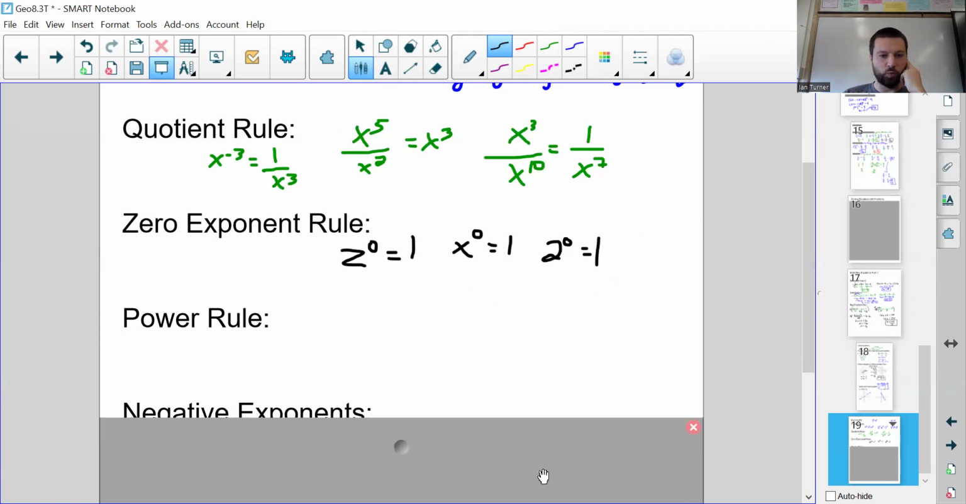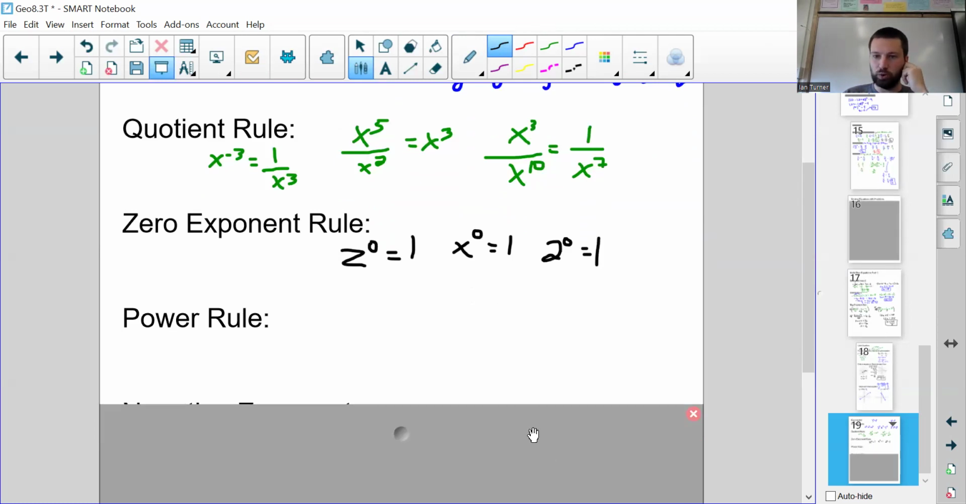Next up, power rule. So if we have x to the 3rd in parentheses, that squared, now we multiply them. So now this is x to the 6th, not x to the 5th. So if it's squared, that's how it goes.